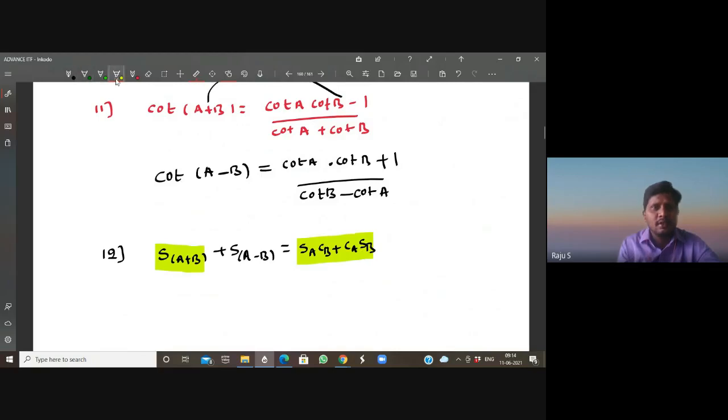Okay, next. I want to know the sin(A minus B) formula. What is the sin(A minus B) formula? Sin A cos B minus cos A sin B.